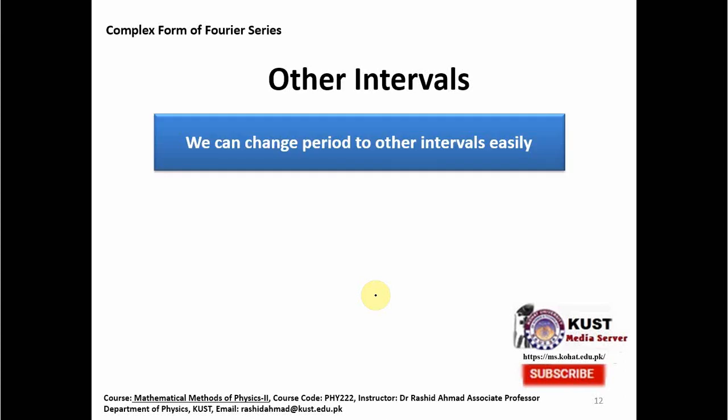We can change the period to other intervals very easily. For example, in this sine function you can see that we have n pi x by L. So here our interval is basically 2L, not 2 pi, but a general interval 2L. Let's see how the whole procedure of finding Fourier coefficients changes for this different interval. It's very easy, not a big change, but let's check it.